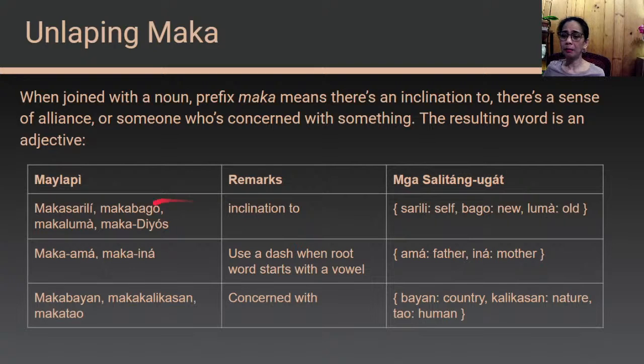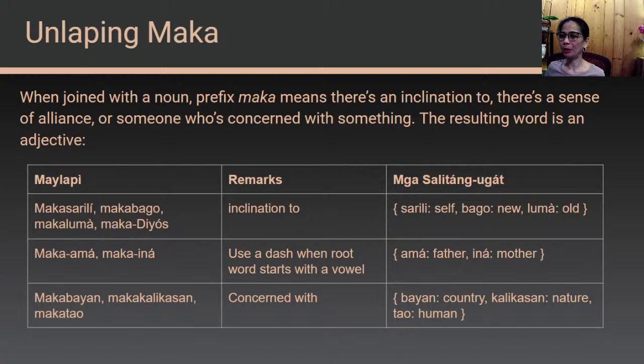Yes, greedy, makasarili. Makabago means current or modern, very recent. Internet. Meron kang app. You are using an app. You are being makabago. Ikaw ay isang makabago. Lagi kang gumagamit ng internet. Makabago ka. Okay. Makaluma.